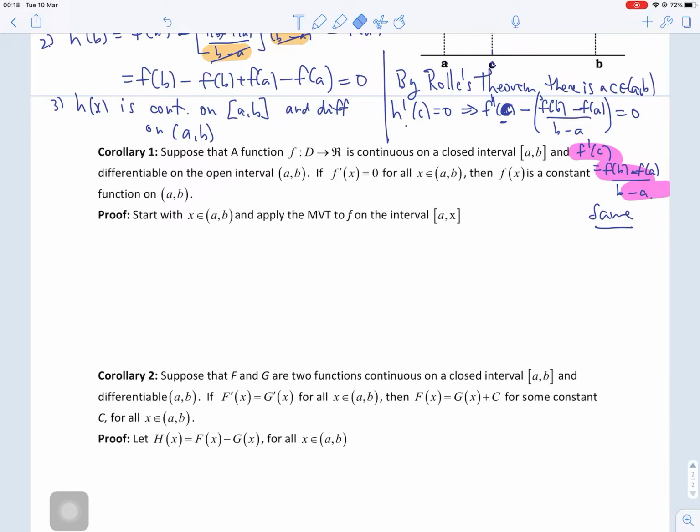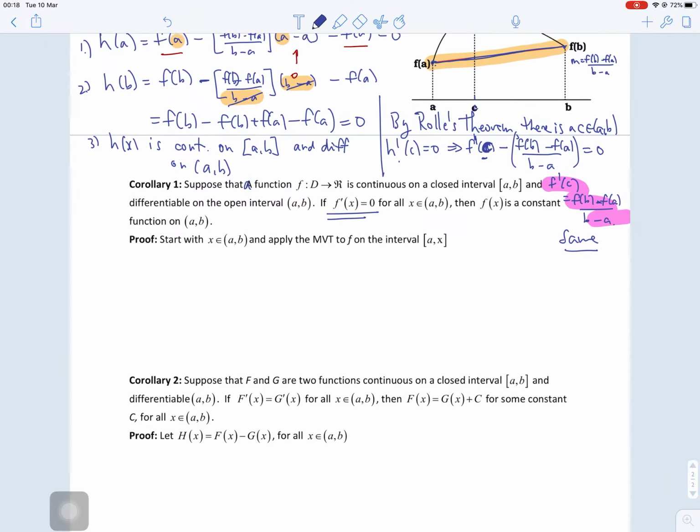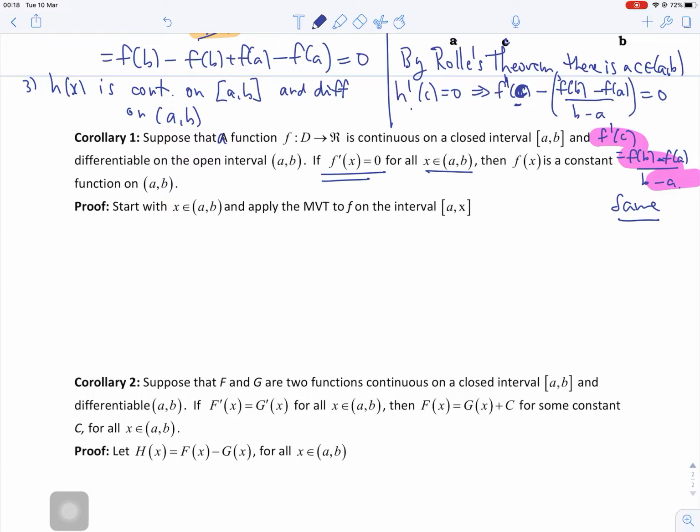Now, one of the things that we can do with the mean value theorem is prove some of the results that we already seem to know in calculus. The first one is corollary 1, which says that if you have a function f mapping from some domain to the real number system, continuous on a closed interval and differentiable on an open interval, and you know that the first derivative of f is 0 for all x inside the interval AB, then we can prove that f of x is a constant function.